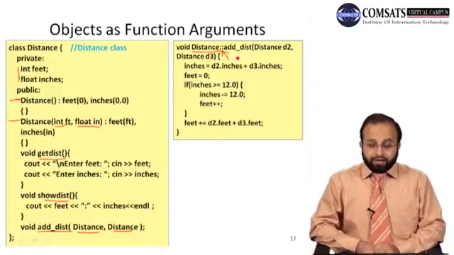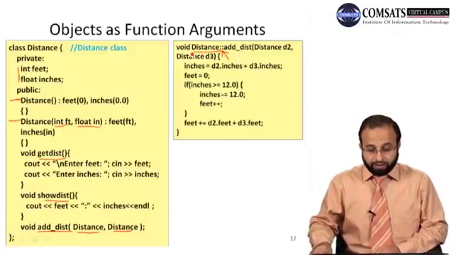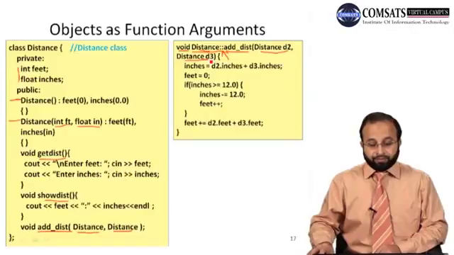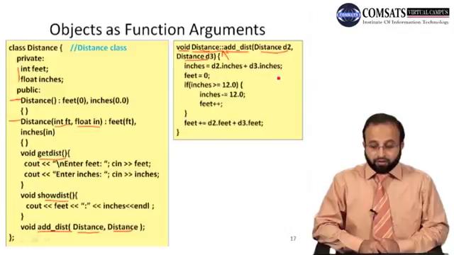Since we are defining the addDest function, that is a member function of the distance class, outside the definition of the distance class, we have to mention which class this function belongs to. So this tells us that the return type of the function is void, the addDest function belongs to the distance class, and the name of the function is addDest. The first parameter is a distance type object, and the second parameter is also a distance type object, right? And then within the function we are first adding the inches.